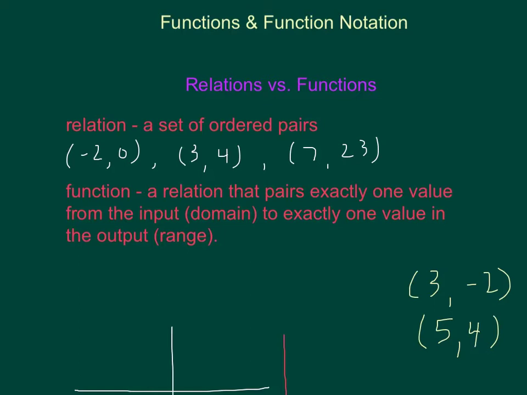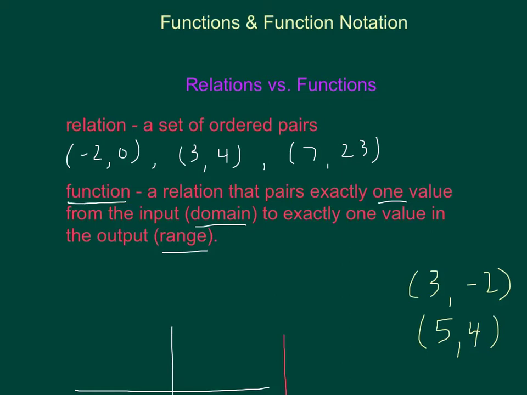Okay, well the first thing we want to do is discuss the difference of a relation versus a function. A relation is pretty simple. It's a set of ordered pairs. So I have 3 ordered pairs here. That would be our set of ordered pairs, and any set of ordered pairs counts as a relation. What makes a relation a function is the following. A function is a relation that pairs exactly one value from the input or the domain to exactly one value in the output or the range.